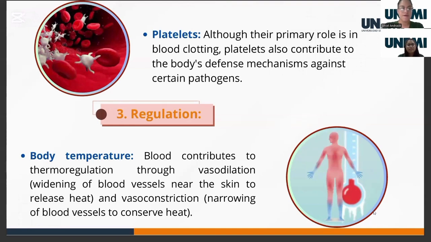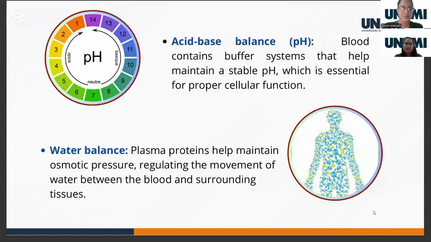Regulation. Body temperature: blood contributes to thermoregulation through vasodilation, widening blood vessels near the skin to release heat, and vasoconstriction, narrowing of blood vessels to conserve heat. Acid-base balance, pH: blood contains buffer systems that help maintain a stable pH, which is essential for proper cellular function.